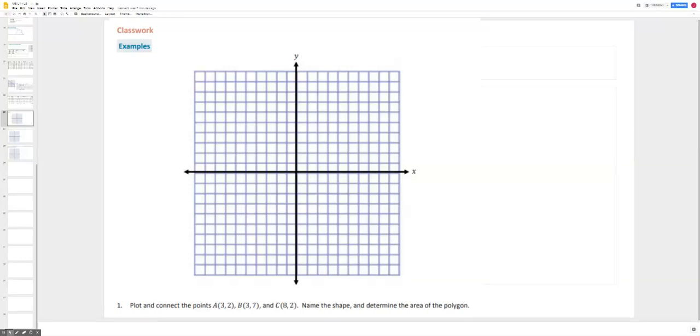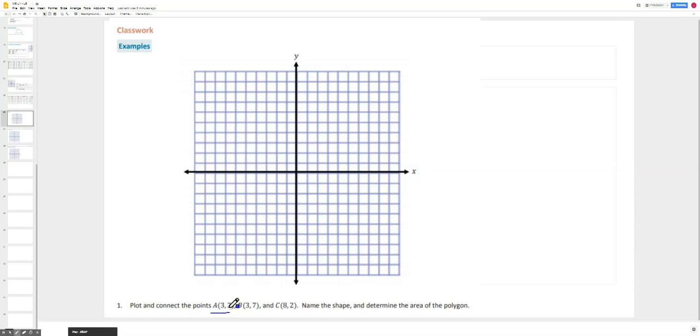All right, hello students. Today we're moving on with lesson 8, drawing polygons in a coordinate plane. So we have our coordinate plane here and we have our directions down here for example number 1. So let's go ahead and get started. Just plot and connect the points. A is (3, 2), B is (3, 7), and C is (8, 2). So let's go ahead and plot those points.